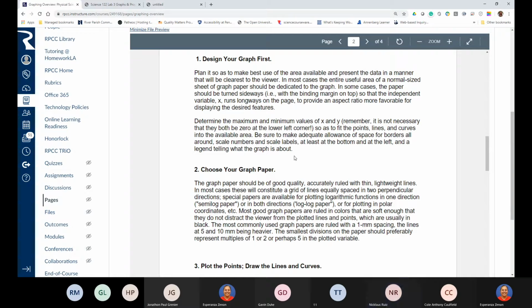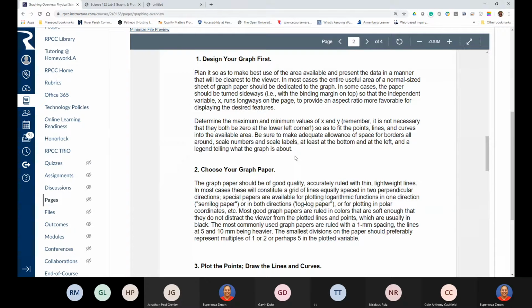Yeah, so the neatness matters. It's not just a sketch, it's an actual graph that reflects the data that you've measured and the analysis that you've done in your experiment. So it's not like a math class where you can just sketch X and Y and draw a straight line.